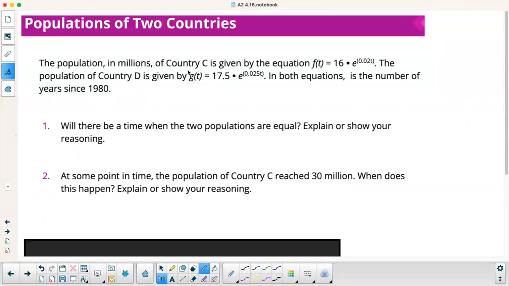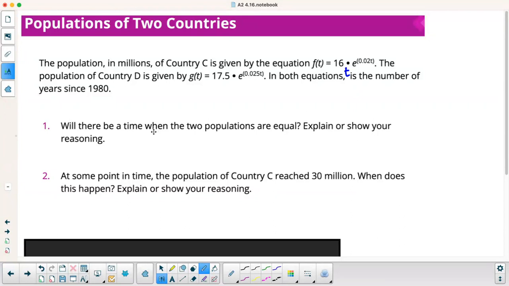Population in millions of country C is given by this function f of t. Population of country D is given by this function, function g. In both equations, I think that's supposed to say t is the number of years since 1980. Will there be a time when the two populations are equal? Explain or show your reasoning.